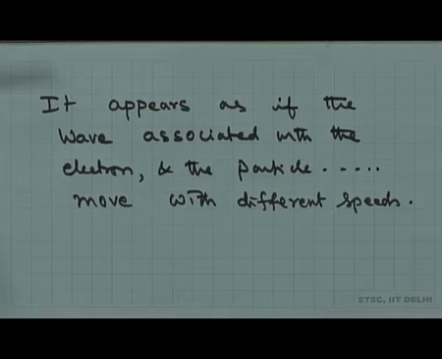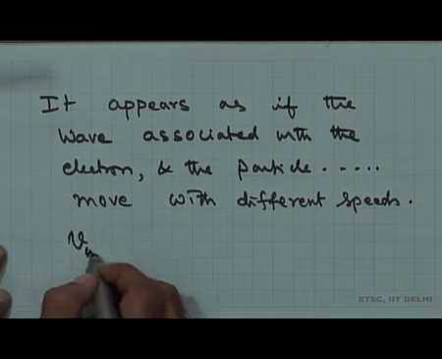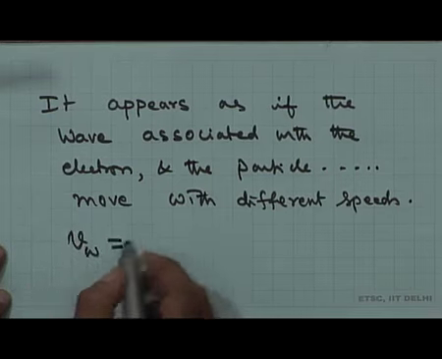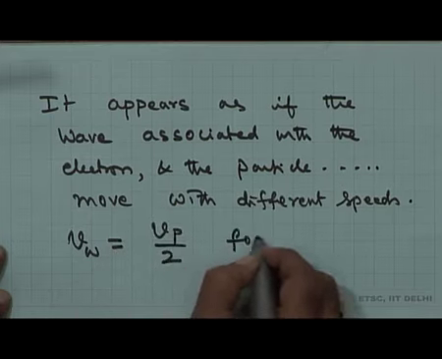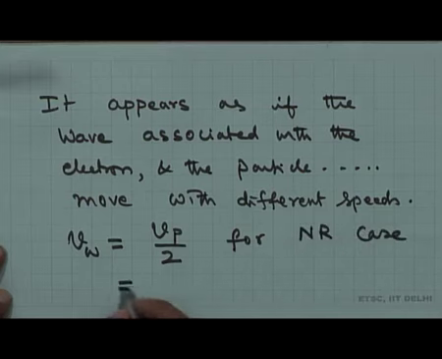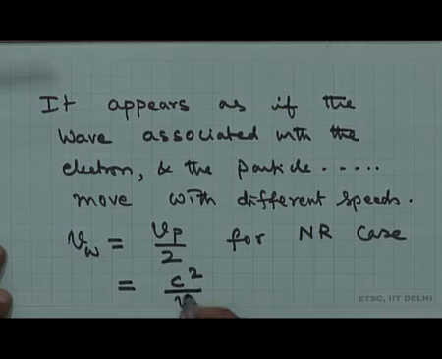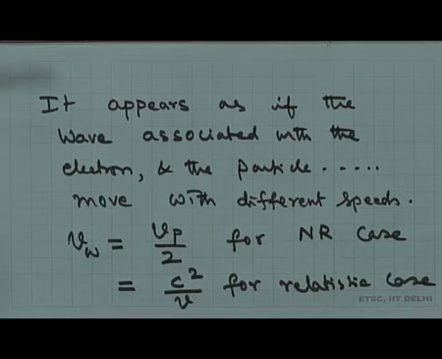Anyway, to round up the discussion, I can tell you what the wave velocity will be. My wave velocity will be the particle velocity divided by 2 for the non-relativistic case, and this will be c squared by v for the relativistic case. You can work that out because I have written all the expressions, and both of them are going to land us in trouble. So, how would we answer this?